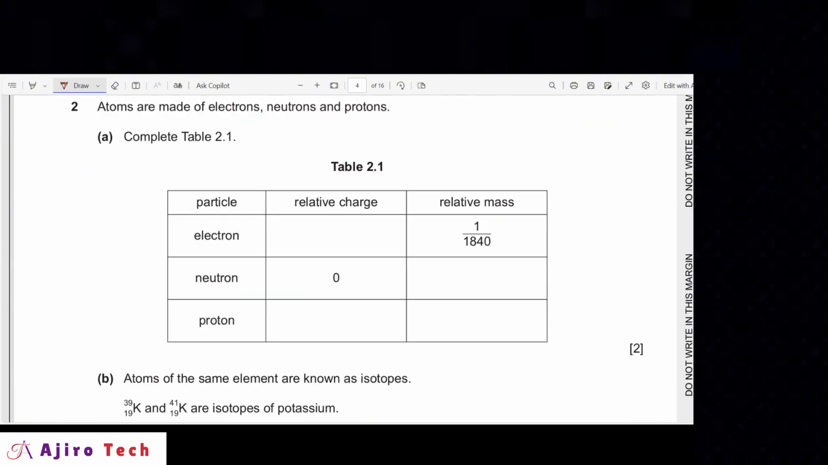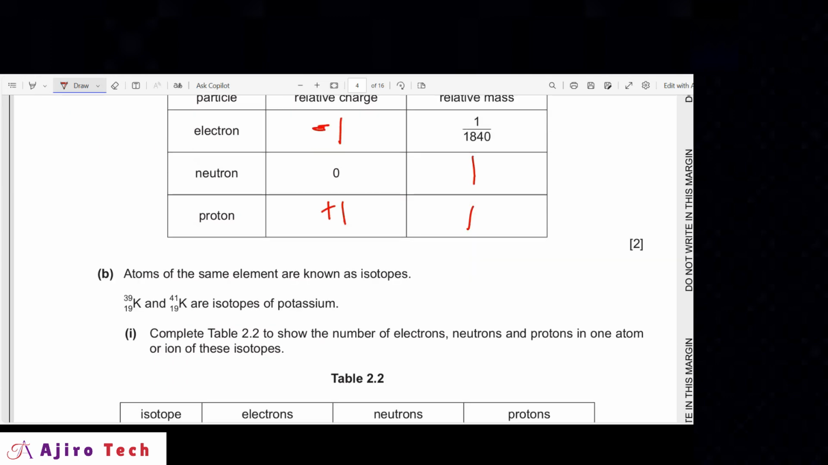Okay, so we have a table here. Atoms are made of electrons, neutrons, and protons, so we have to fill the table. You know that electrons have a negative charge, so that's -1. Your protons are positive because they are in the nucleus, so they are +1. And then we talk about their masses. Of course, we know the relative mass of the neutron is 1. This is 1. So that's straightforward enough.